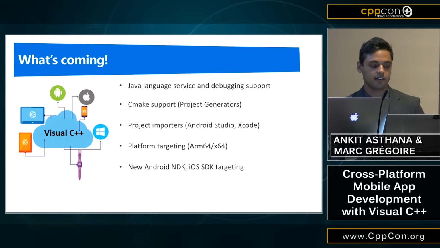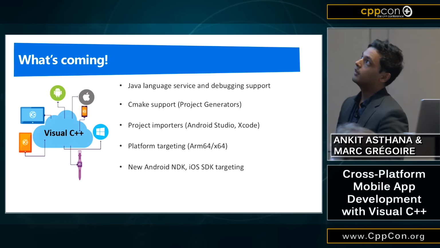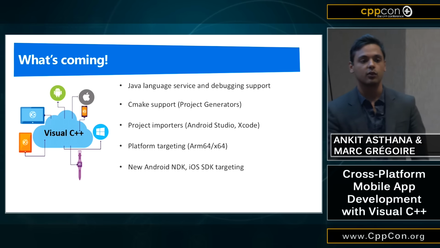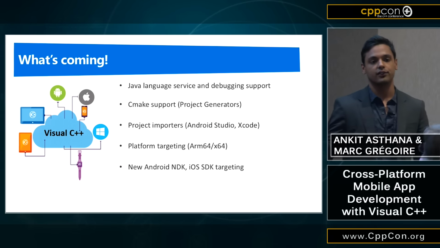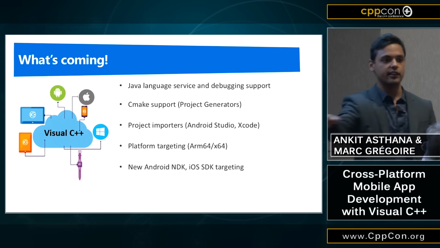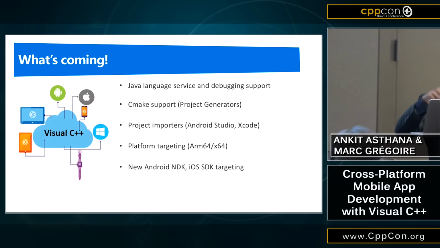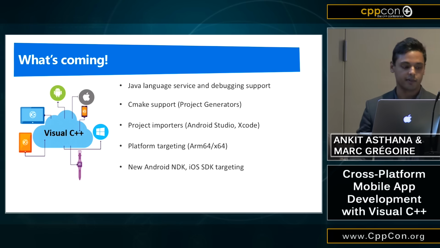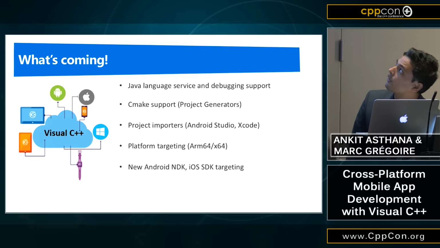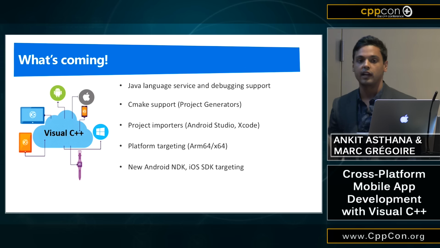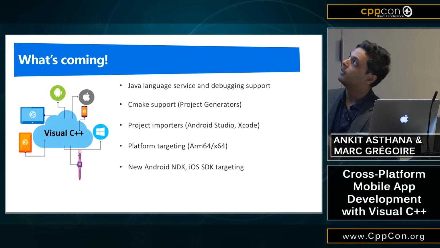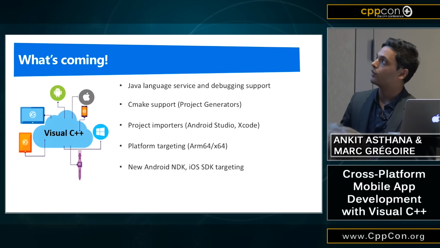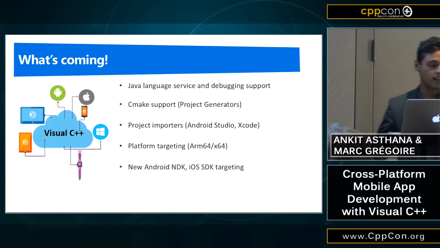And then the last slide here is what's coming. You'll see we're working on Java language support. We have created CMake converters automatically for our Android Visual Studio and iOS Visual Studio story. Eon, are you here somewhere in the crowd? I can't see you. He's at the back, so you can talk to Eon there. He's been working on this pretty heavily. We're also working on creating project importers for Android Studio and Xcode, and we're pretty much there for that. We already have platform targeting for ARM64, X64, and all that kind of stuff.